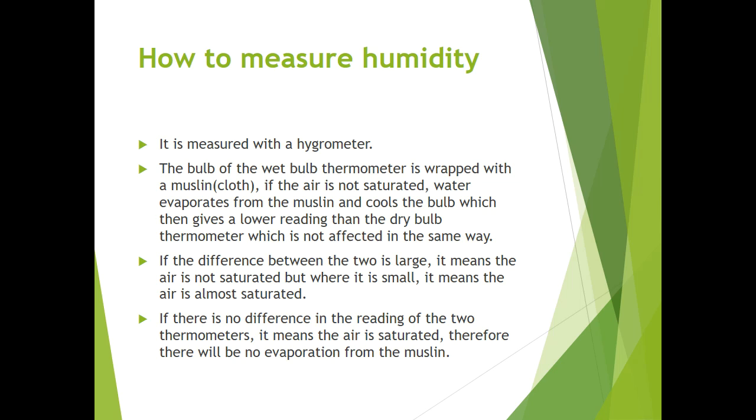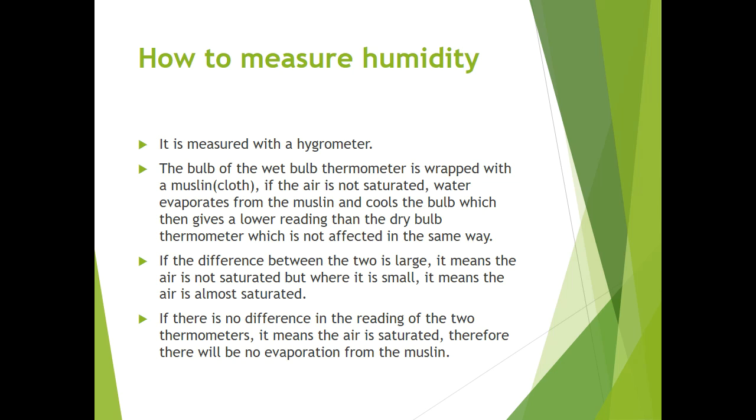Humidity, as I said earlier on, is measured with an instrument called the hygrometer, and the hygrometer consists of the wet and the dry bulb thermometer. Now the bulb of the wet thermometer is wrapped with a muslin. If the air is not saturated with water, water evaporates from the muslin and it cools the bulb, which then gives a lower reading than the dry bulb thermometer, which is not affected in the same way.